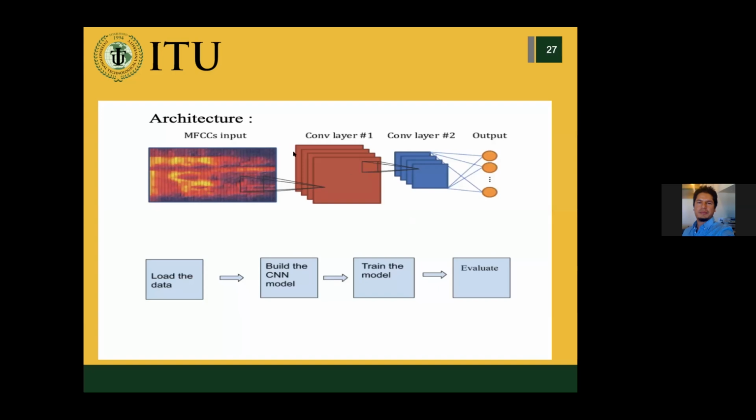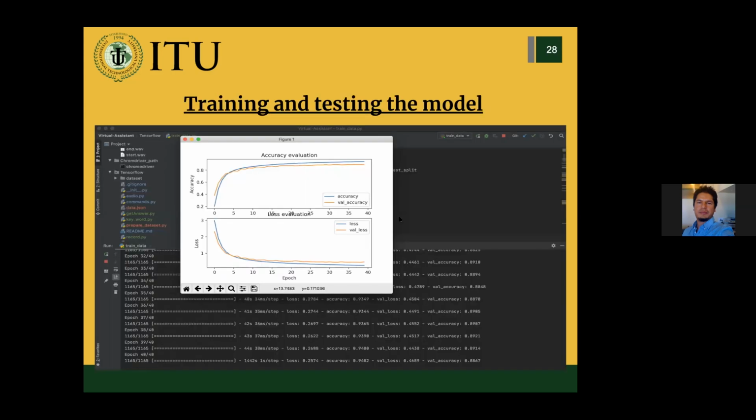MFCC input is basically the extraction of the signal from the audio, and then you have the CNN model. You have convolutional layer 1, layer 2, layer 3, and a bunch of other stuff involved. Once you have that, you get the output as a prediction. So you load the data, build the CNN model, train the model, and evaluate, making sure that it learned whatever data you gave it. So training and testing the model was pretty time consuming, I think.